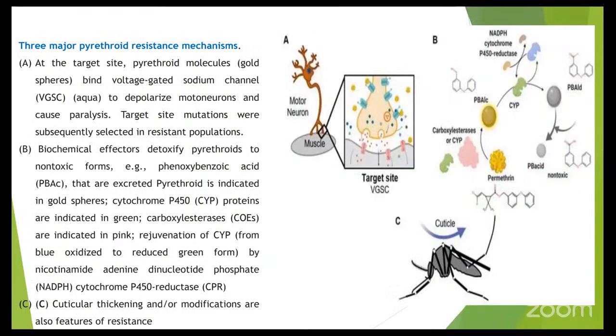So three major pyrethroid resistance mechanisms you can see in this slide. That is at the target site, pyrethroid molecules, which appear as gold spears here. They bind to the voltage-gated sodium channel to depolarize the motor neurons and cause paralysis. So here we can see how it's causing the depolarization of motor neurons. And the target site mutations were subsequently selected in resistant populations.